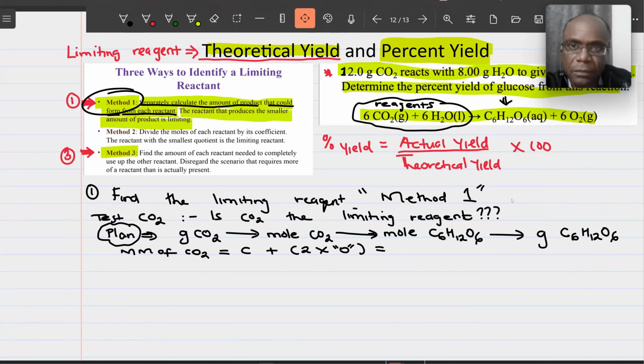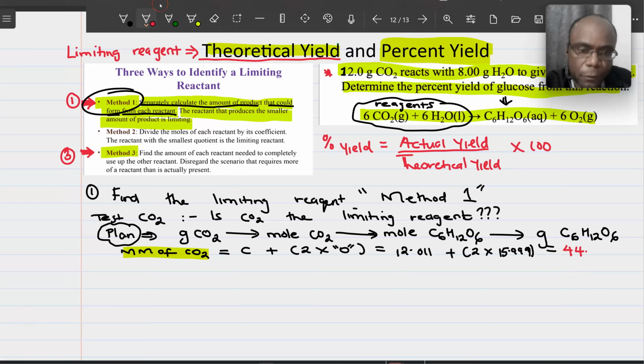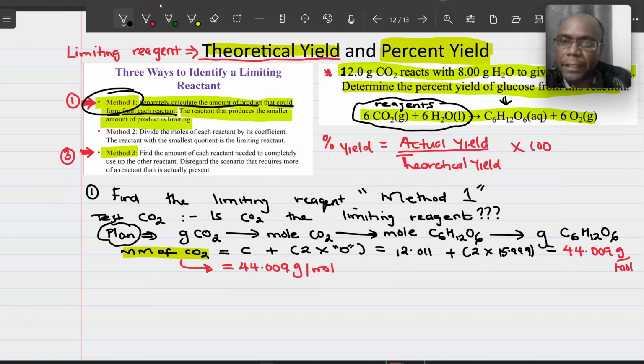So atomic mass of carbon is 12.011. Atomic mass of each oxygen is 15.999. If you sum these up, the molar mass of CO2 will be 44.009 grams per mole. So the molar mass of CO2 is 44.009 grams per mole. And again, before we go far, we also need the molar mass of the glucose, because we have to convert grams to moles to grams of glucose.